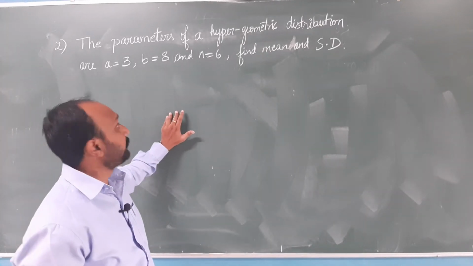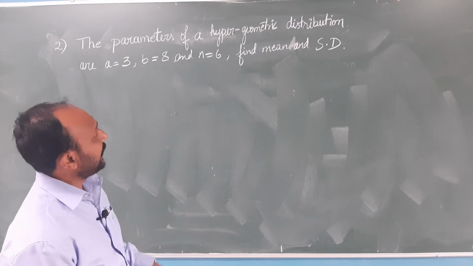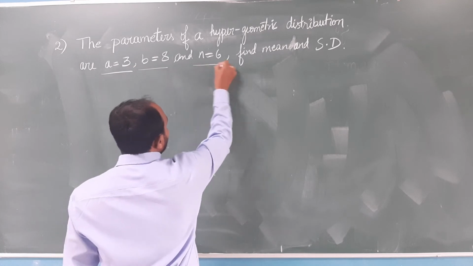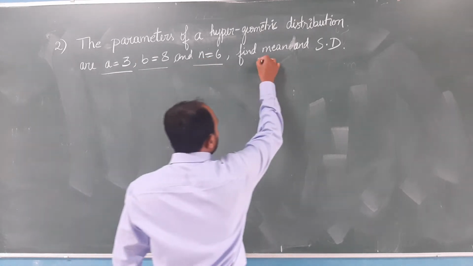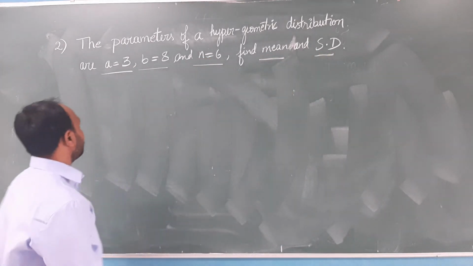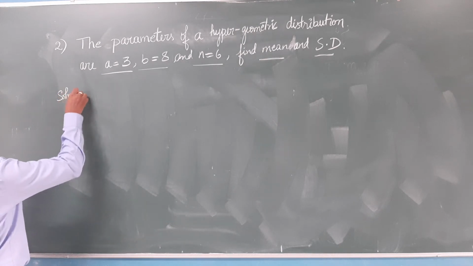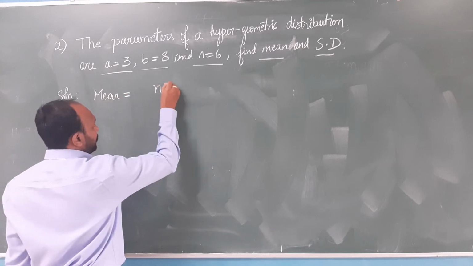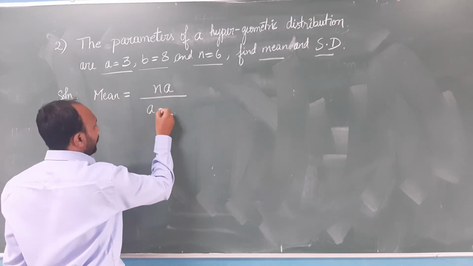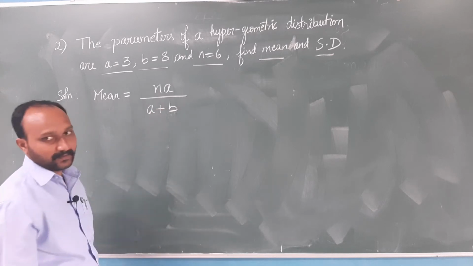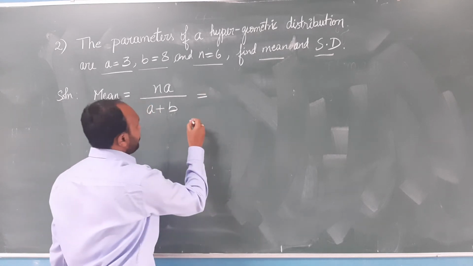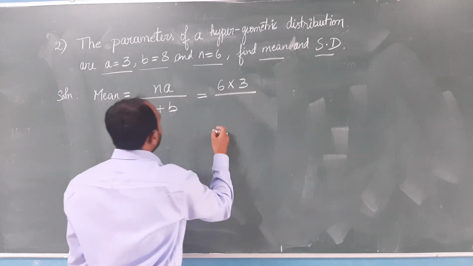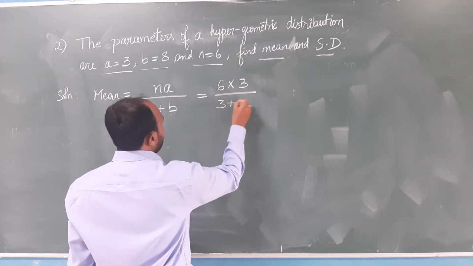Now let us take up the second problem. The parameters of a hypergeometric distribution are A = 3, B = 8 and n = 6. Find the mean and standard deviation. Very easy problem. What is the mean of the hypergeometric distribution? Mean is equal to n into A divided by A plus B. What is the n value here? n is 6, into A value 3, divided by A plus B, which is 3 plus 8.